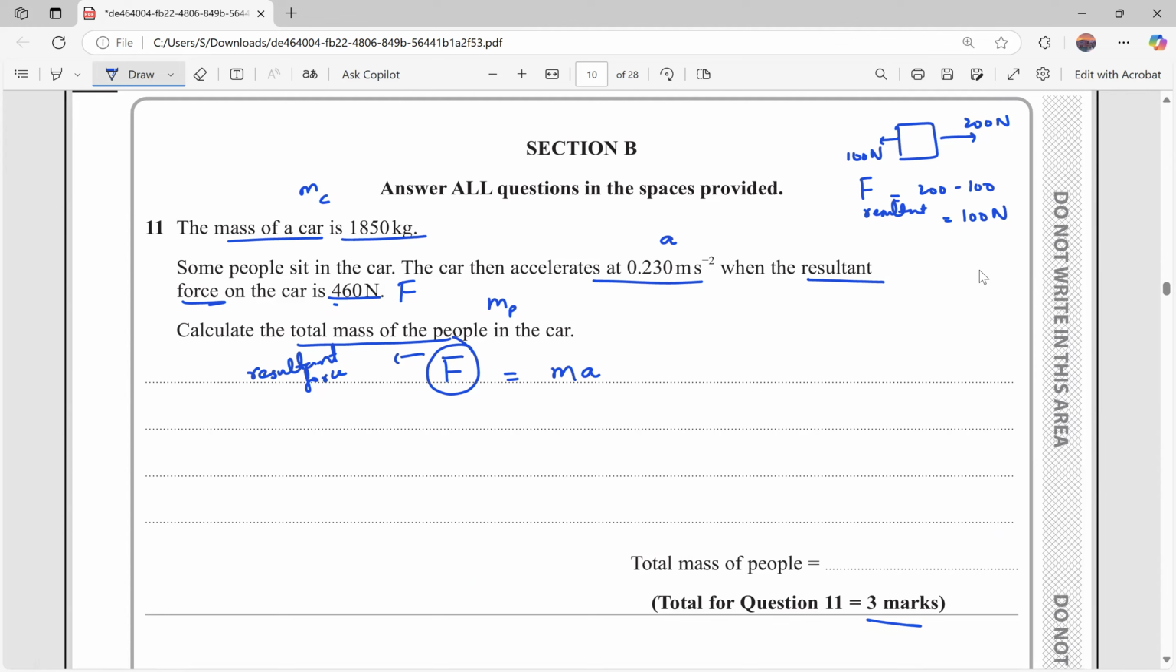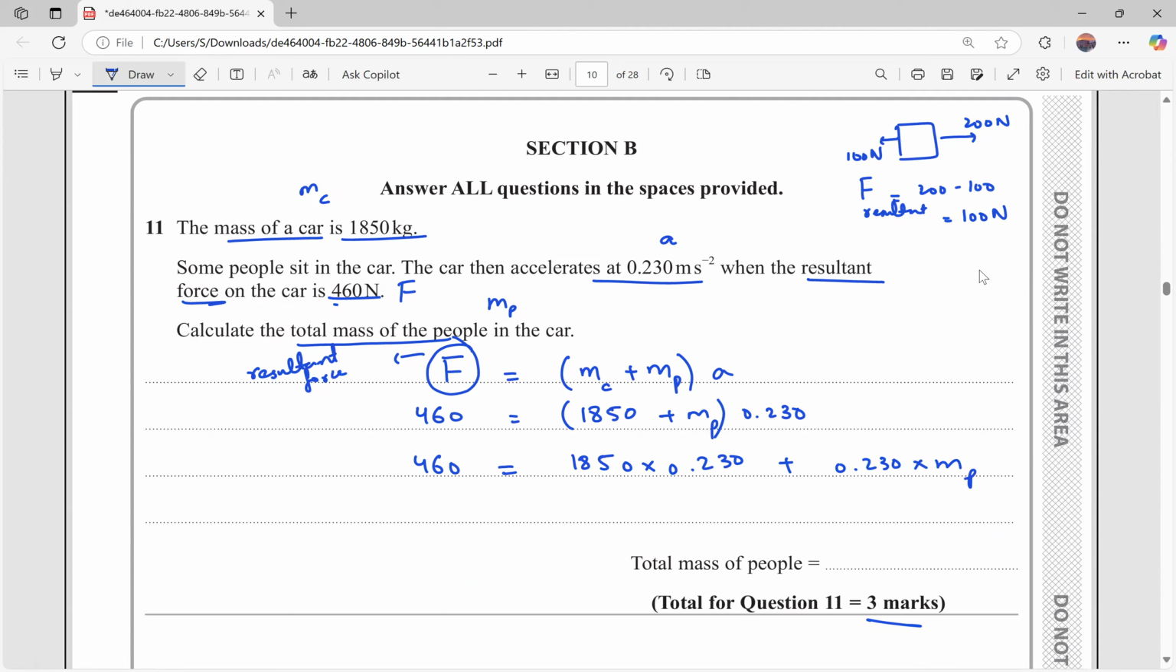Now over here, there's a car and there are people in the car. So the force acts on both of them. So it will be the mass of the car, mc, plus mass of the people, mp, times the acceleration. The resultant force is 460. This is 1850. We do not know the mass of the people, and the acceleration is 0.230. So this will be 460 is equal to 1850 times 0.230 plus 0.230 times mass of the people.